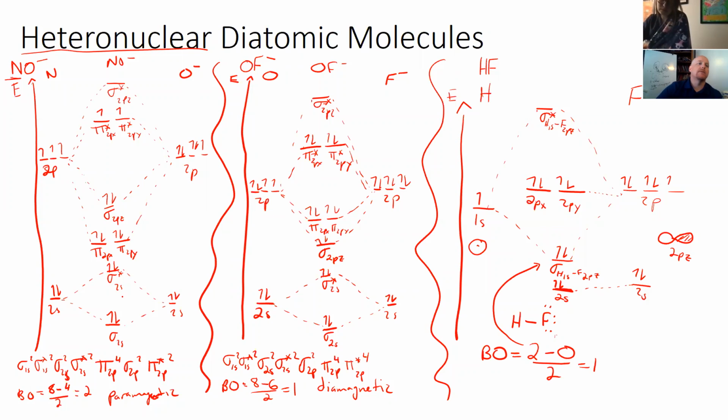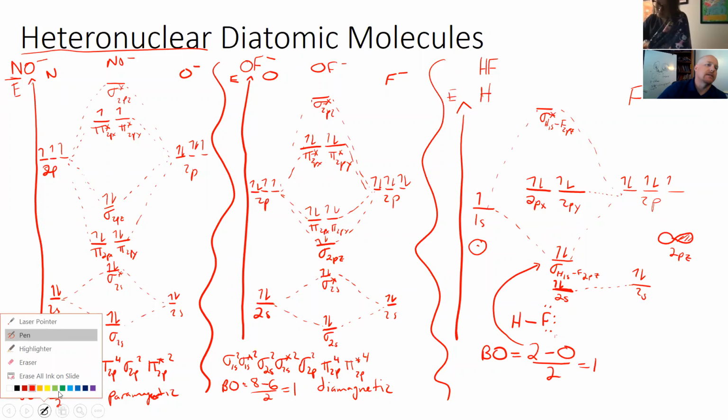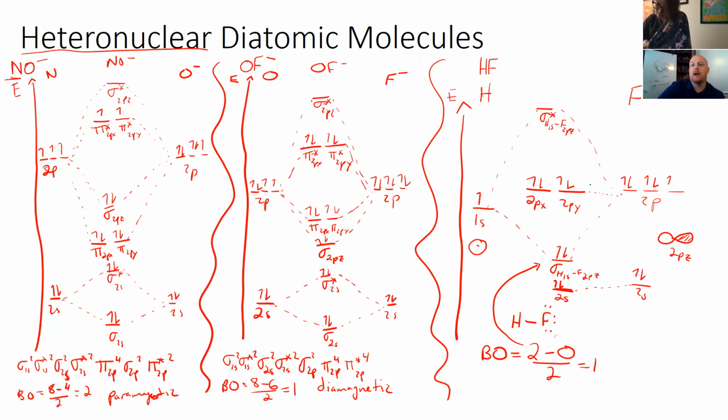Let me change my color here so I can illustrate this. The electrons up here and here are non-bonding electrons. They're not actually involved in any bond. Those are all non-bonding electrons, so those aren't included in the bond order calculation. That's something I wanted you to see to illustrate that here. And sometimes that's going to be the case.